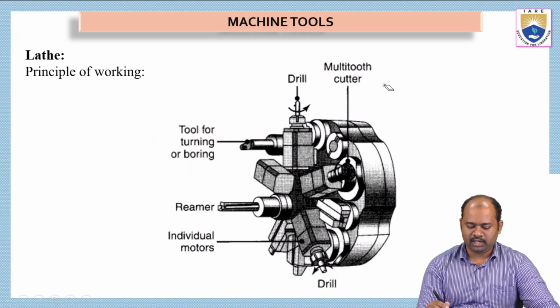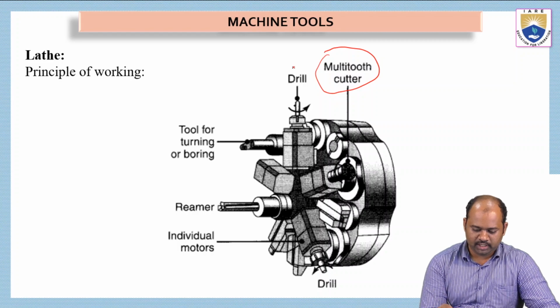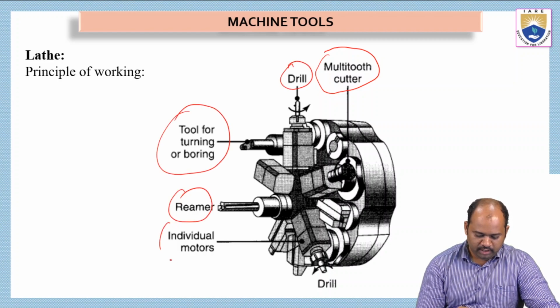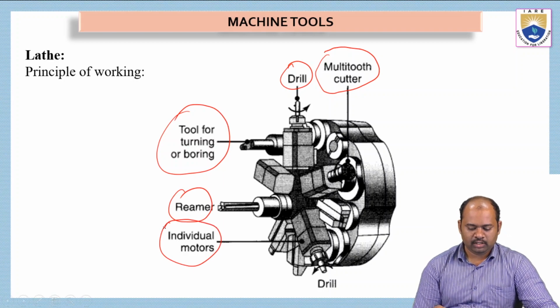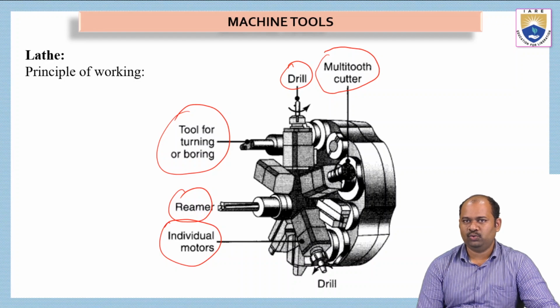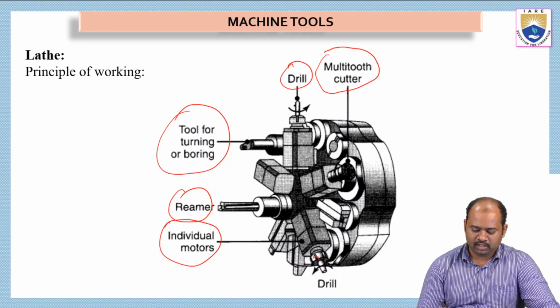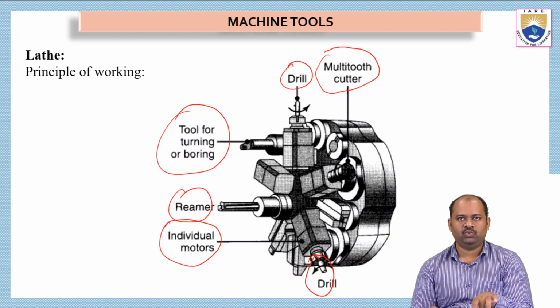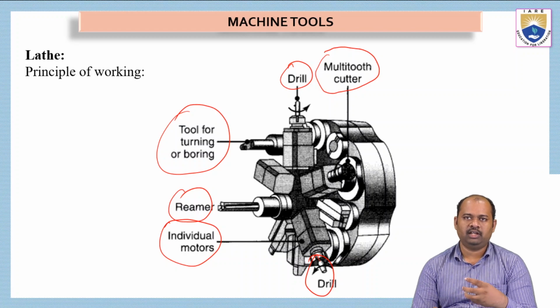This part contains different parts like multi-tooth cutter, drill, tool for turning or boring, reamer, individual motors. So different types of parts are connected to this in order to do multiple operations. Depending on the type of application, we have to use a particular tool and operate it so that we can get the required shape.